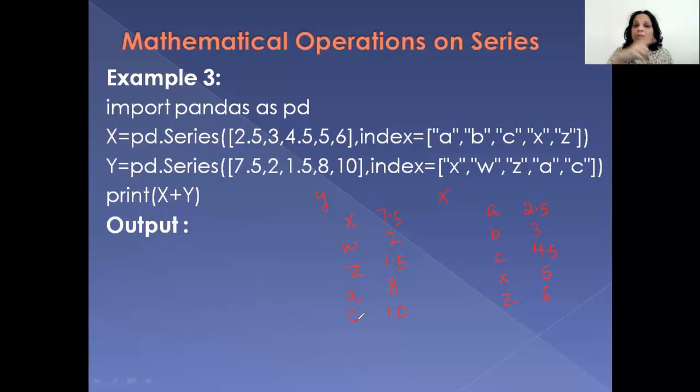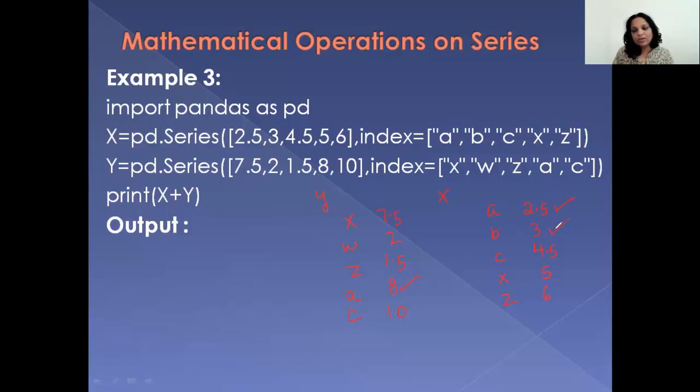Now remember what I said in the previous slide. I told you that the values with the same labels are operated on. So I have to add A only with A and not the first element with the first element. Obviously the positional indexes are 0, 1, 2, but now since you give a named label, we work on the named label. So A's value, that's 2.5, gets added with 8.5 to give you the answer. B, now pay attention.